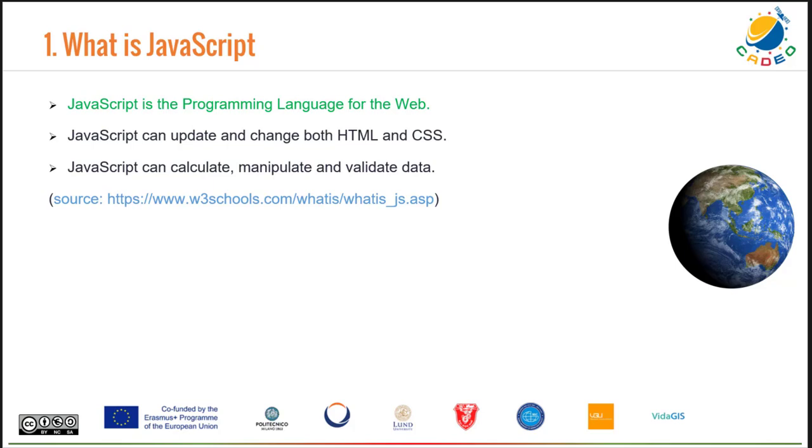The second aspect, client-side scripting. JavaScript primarily runs in the browser. It enhances user experience by enabling features like form validation, animations, and responsive designs. Third aspect, syntax and basics. JavaScript has C-like syntax, similar to Java and C++ programming languages. Fourth aspect, frameworks and libraries.